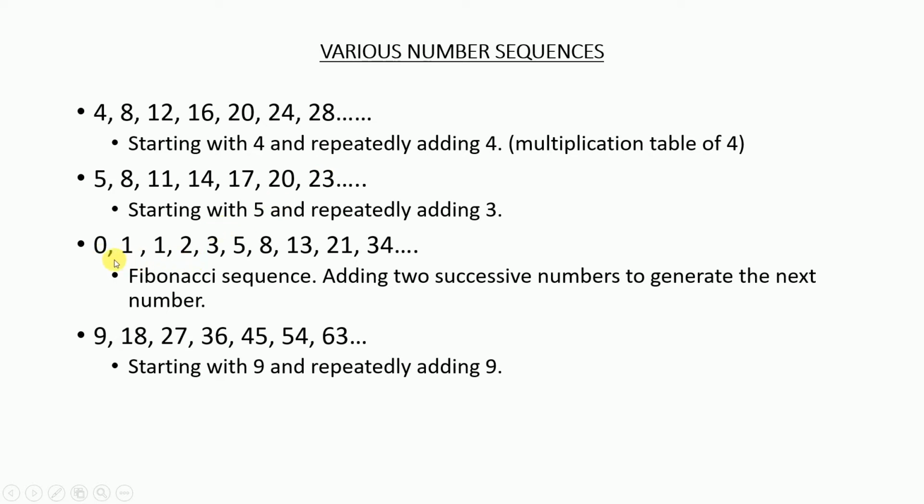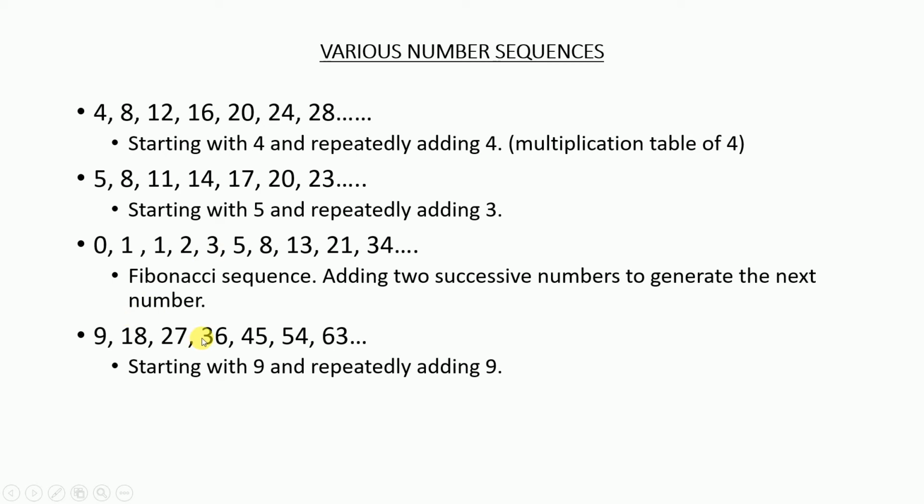And this is a very wonderful sequence, the Fibonacci sequence. Here we have two starting numbers, 0 and 1. Then we generate the next number by adding these two numbers. So 0 plus 1 equal to 1. Then we generate this 2 by adding the previous two numbers. We generate a number by adding the previous two numbers. That is the principle we follow to generate the whole Fibonacci sequence. And all these sequences are infinite sequences. They just go on like that.